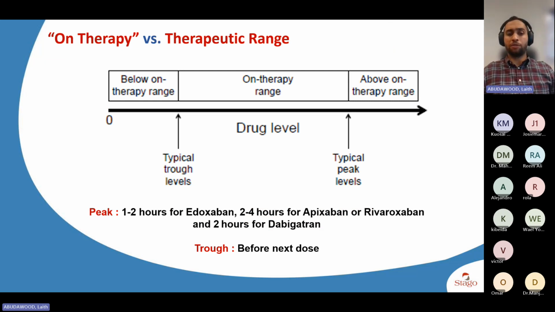Now, for DOACs, we don't really have a therapeutic range as we do for unfractionated heparin, for example. We have something that's called an on-therapy range. We have a peak on-therapy range, and we have a trough on-therapy range. What do I mean by a peak on-therapy range and a trough on-therapy range? A peak on-therapy range is the range of a drug that I expect in the patient's blood when I collect their samples, for example, for edoxaban, after 1 to 2 hours of taking the drug.